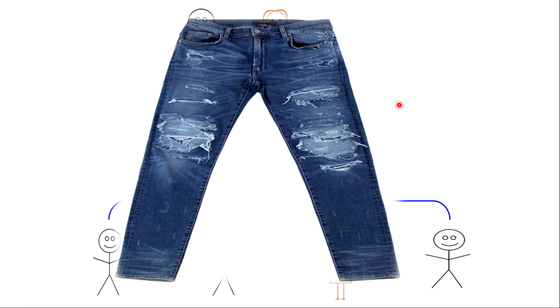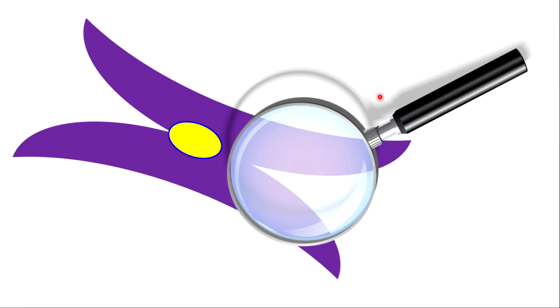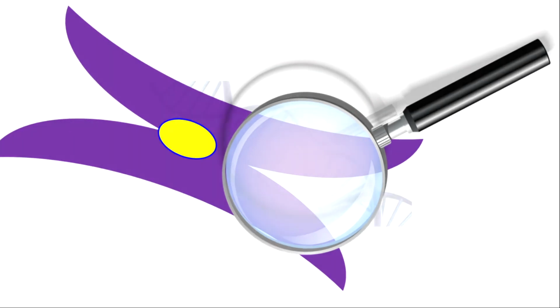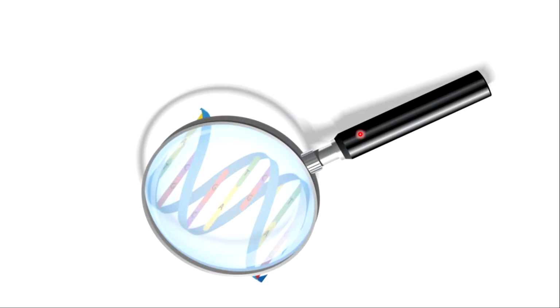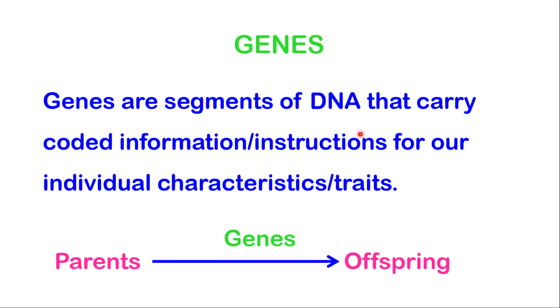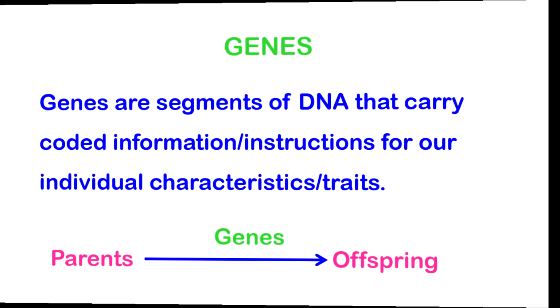Well, not this type of jeans, but genes that, if you zoom into chromosomes, you may find DNA. And if you zoom further into the strands of that DNA, you may find genes. So the genes that we're talking about today are segments of DNA that carry coded information or instructions for our individual characteristics or traits. Genes are responsible for transmitting these traits from parents to offspring. So genes are very important in this transmission of traits. Actually, genes themselves don't determine traits, but they are responsible for transmitting the traits.